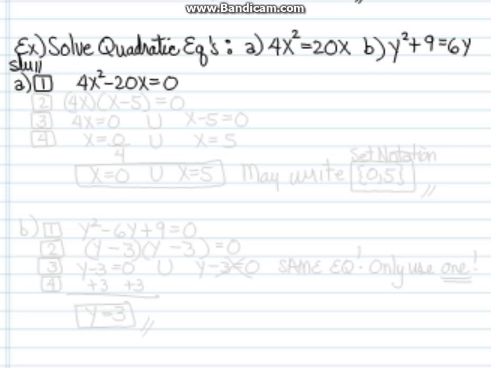Step 2, factor the non-zero side. We have a common factor for these two terms of 4 times x, and it leaves parenthesis x minus 5, because 4x times x is 4x squared. 4x times negative 5 is negative 20x. Bring down the equal sign, bring down the 0. Don't forget to bring that down.